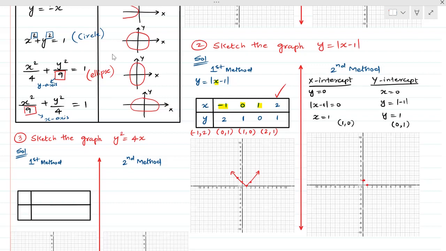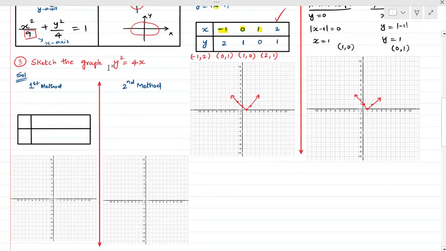So this is the point you have. Now if you want to calculate the next point, just do the same thing. If I substitute 2 here, it becomes 2 minus 1, which is 1. You will go up. So this is the graph. It is a V-shaped curve.